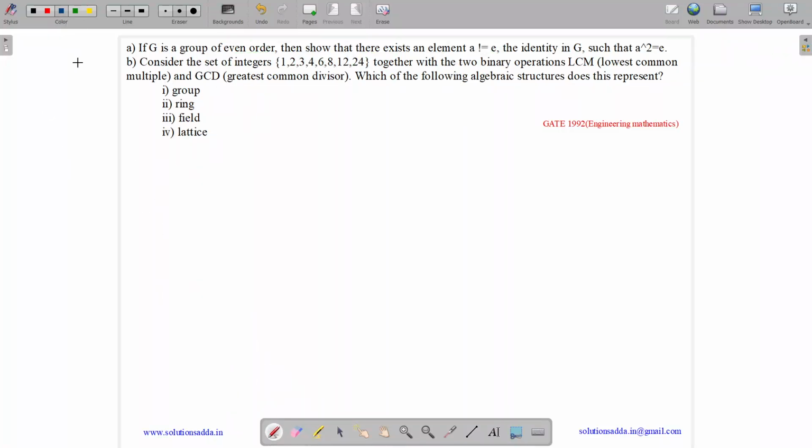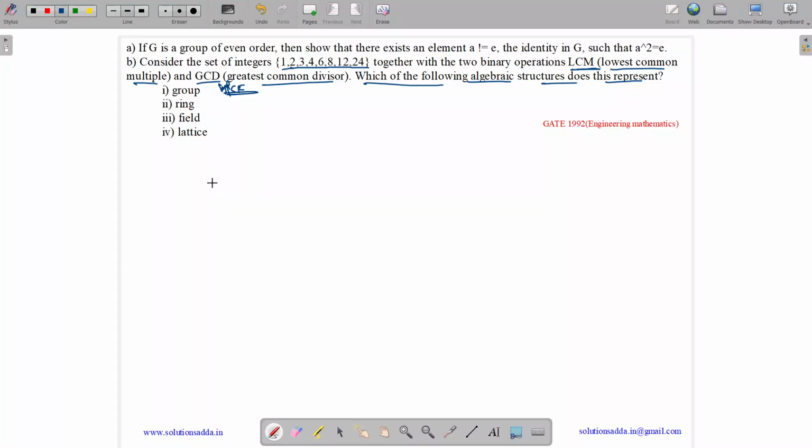So the second question states: consider the set of integers 1, 2, 3, 4, 6, 8, 12, 24 together with two binary operations, LCM, which is lowest common multiple, and GCD, or we can say HCF, greatest common divisor or highest common factor. Which one of the following algebraic structures does this represent? Group, ring, field and lattice.